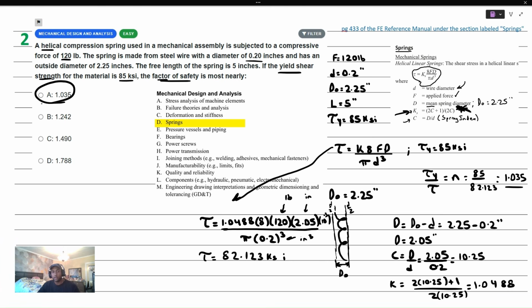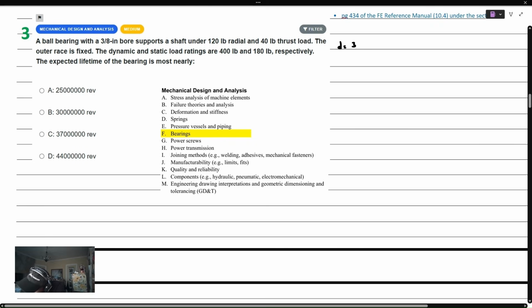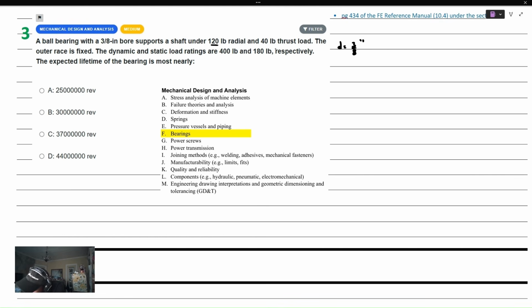So let's go ahead and move on to the next problem. In this problem here, we have a ball bearing with a 3/8 inch bore. So that diameter of the inside is 3/8 of an inch. It supports a shaft under a 120-pound radial load and a 40-pound thrust load, or an axial load. So the radial load is 120 pounds, and the thrust load, or the axial load, is 40 pounds. The outer race is fixed, or so we could say the outer race is fixed, and the inner ring is rotating.